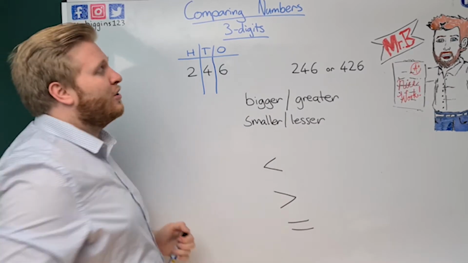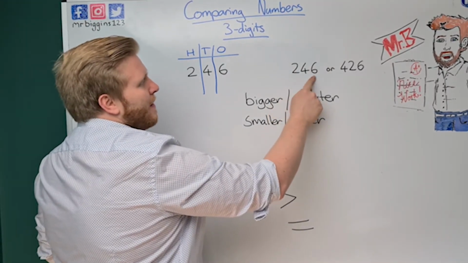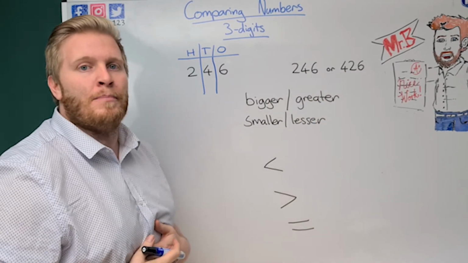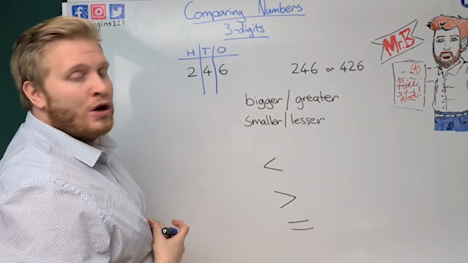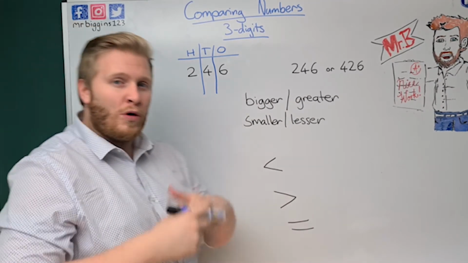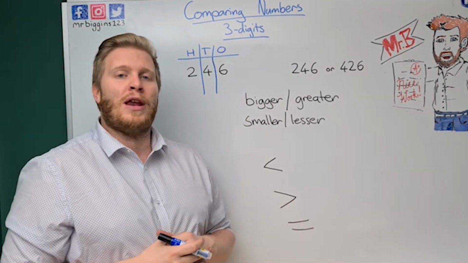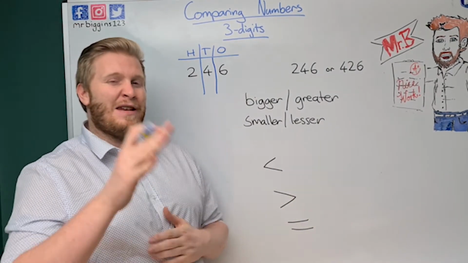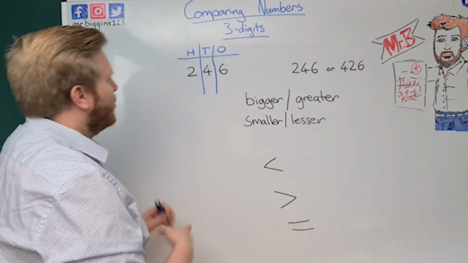Now what 3 digits means is each number in here is a digit. So I've got 3 of them to make up my whole number. So that's a 3-digit number. So we're going to look at 3-digit numbers and we're going to be comparing them. What we're going to be working out is which numbers are bigger and which numbers are smaller. Okay.